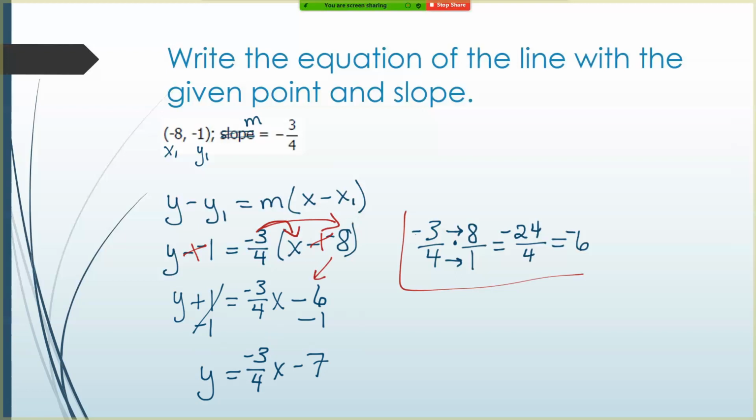The last step you need to do is get y by itself. So y is being added to 1. So we want to get rid of that 1 by subtracting it. I'm subtracting it from the left side here and the like term on the right side. So -6 minus 1 is what gave me the -7 in my final answer. So my final answer, y equals -3/4 x minus 7.